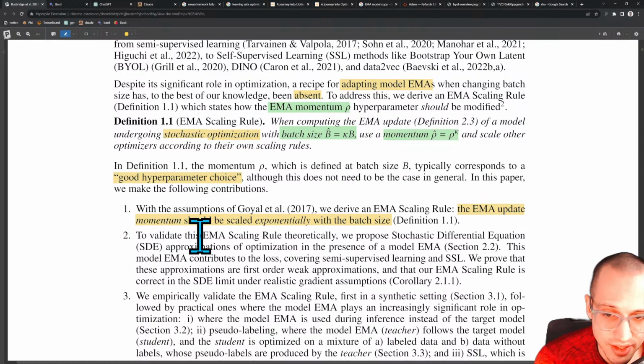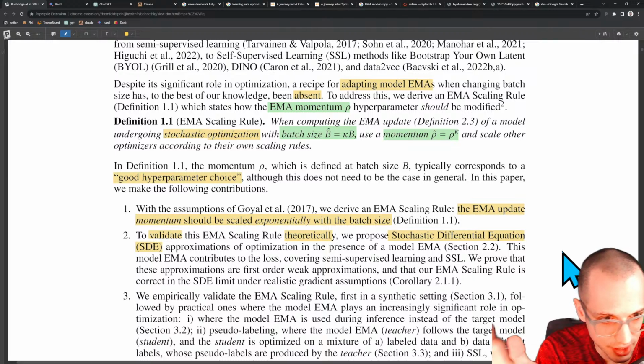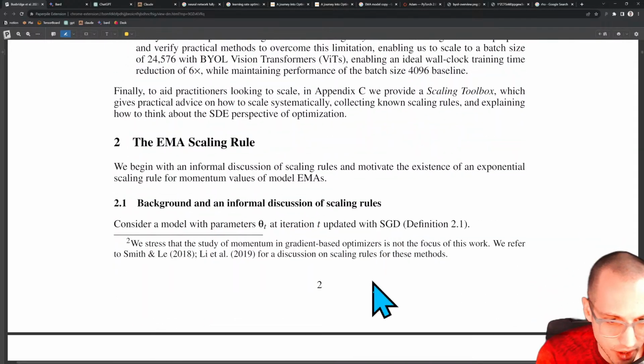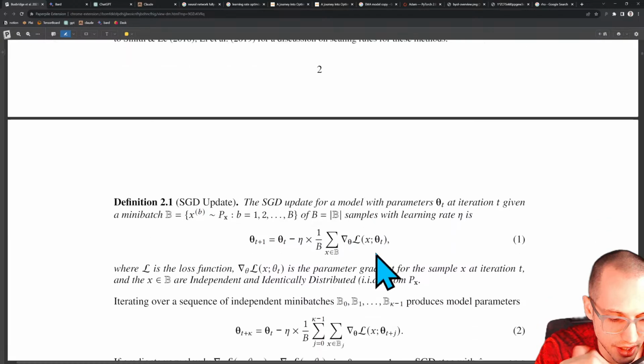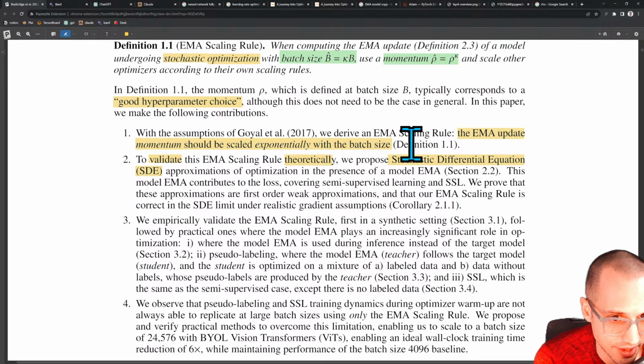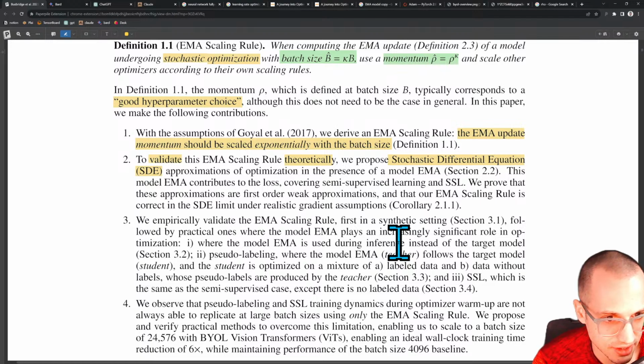Okay, to validate this EMA scaling rule theoretically, so this is going to be a validation in theory, we propose stochastic differential equations. Okay, so this is a differential equation. An equation is just anything in math where you have one thing equal to another thing, right? So everybody knows here's an equation: b hat is equal to k times b. That's an equation. A differential equation is an equation where you also know the derivatives of that equation. You have a set of equations, right? And then stochastic means that some of the terms in that differential equation, or those multiple equations, are going to be governed by a random process, or some kind of randomness is coming in there.